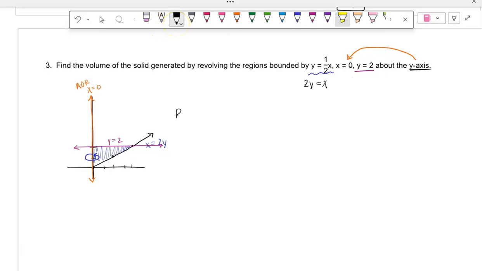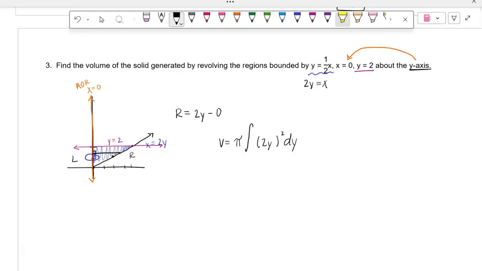So for our radius, you're going to do the right minus your left. So I'm going to go ahead and touch the y-axis. I make a perpendicular line, and that's what we're revolving around. We're revolving around the y-axis. So our top curve is 2y, and then the bottom curve is 0. So that's our radius. So for our volume, you've got pi integral, and then we've got 2y minus 0 quantity squared dy.